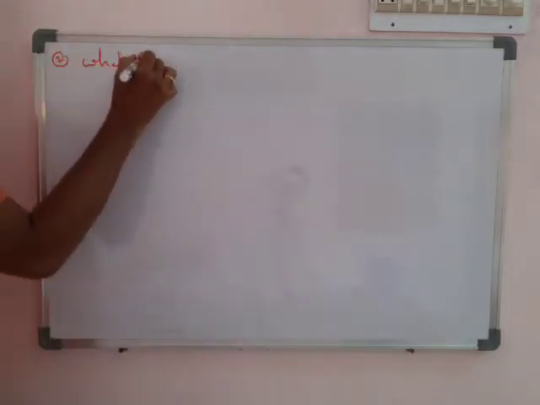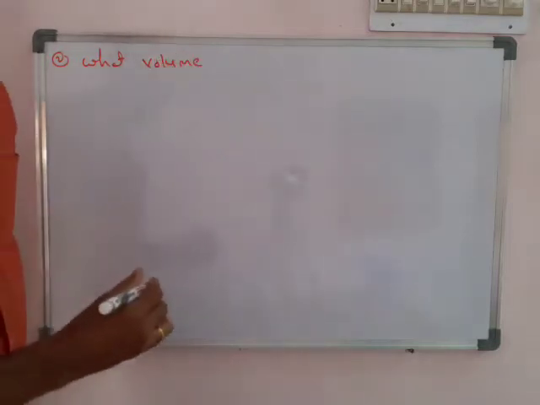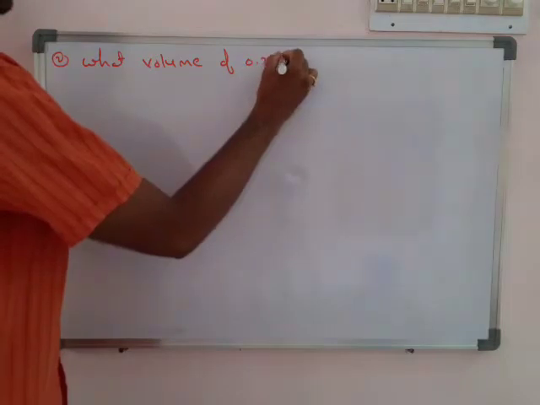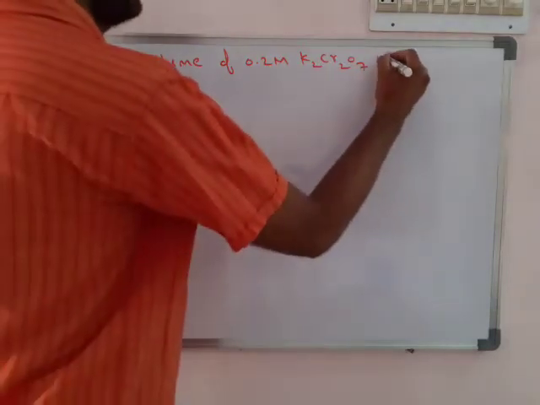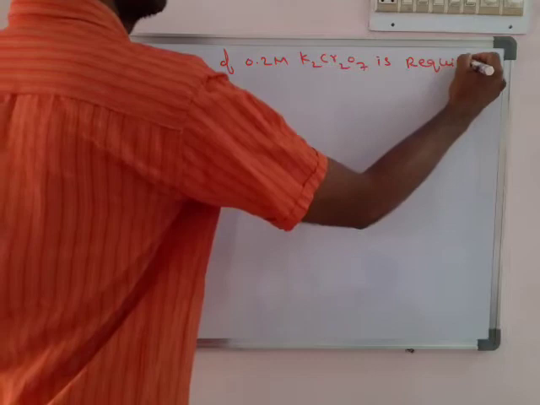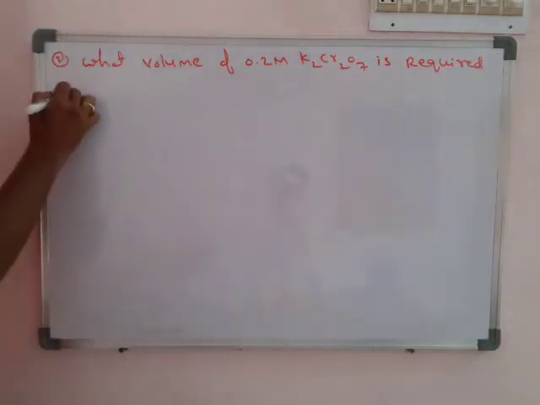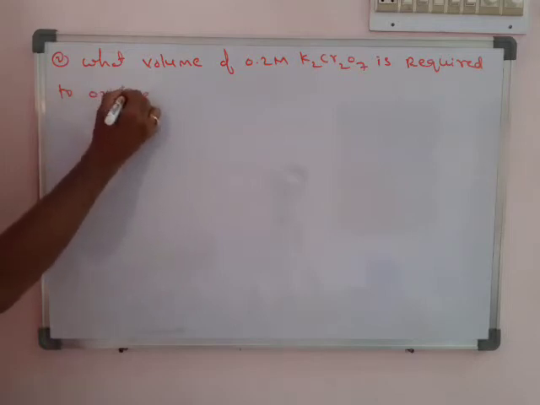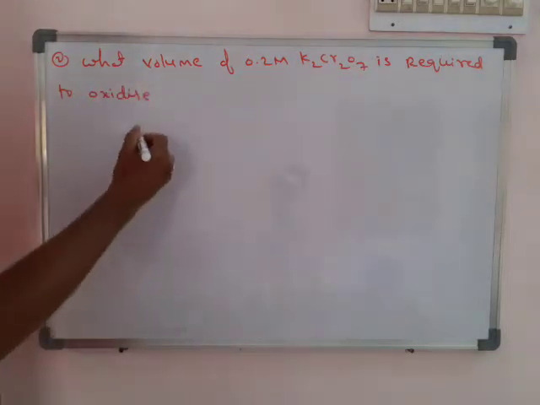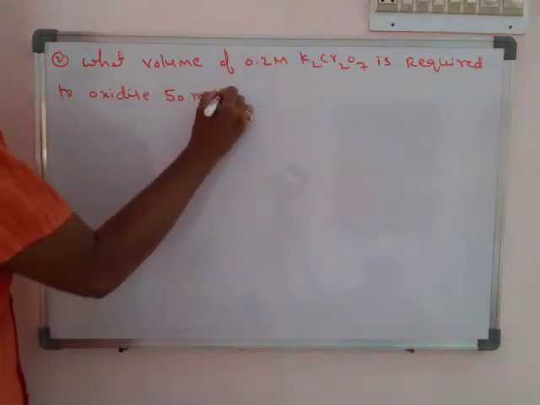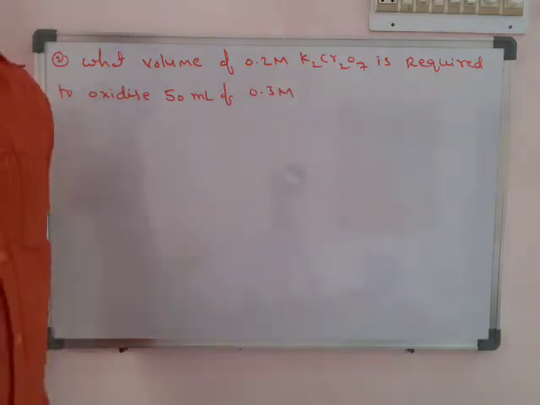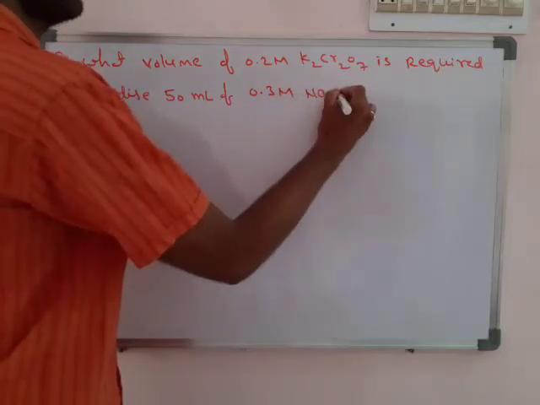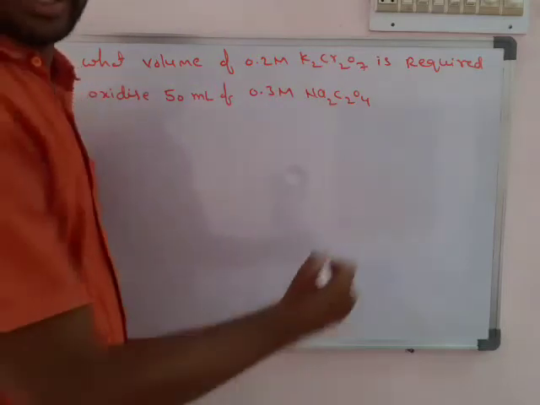See one more problem. What volume of 0.2 M potassium dichromate is required to oxidize 50 milliliter of 0.3 M sodium oxalate in acidic medium? Same model.